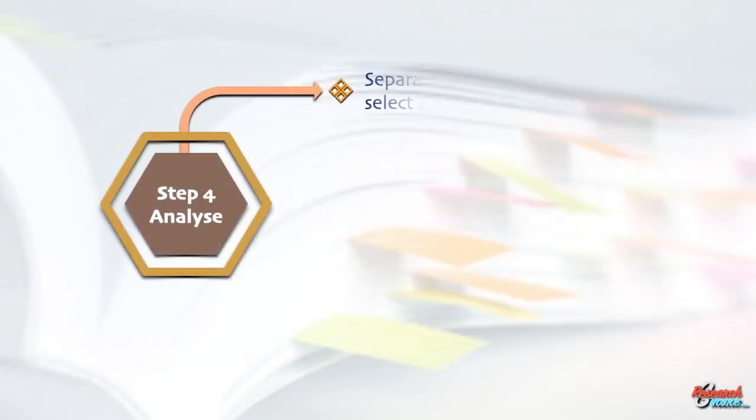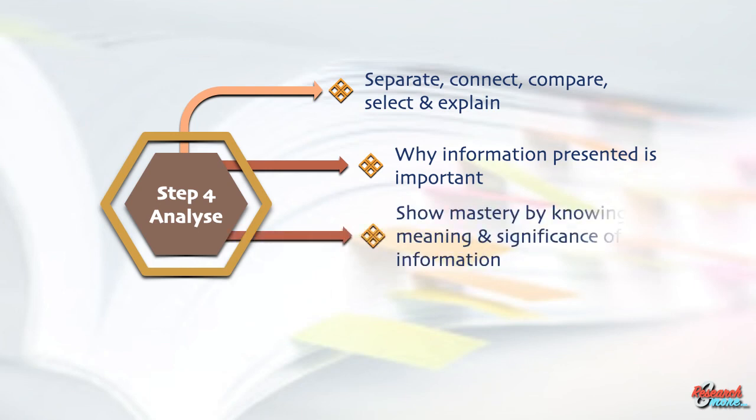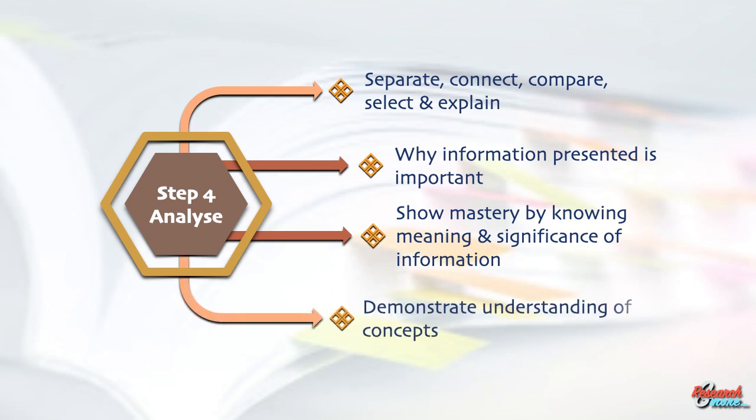We demonstrate analysis by activities such as separating, connecting, comparing, selecting, and explaining. In essence, analysis involves identifying why the information being presented is of importance. We show mastery of our ability to analyze by knowing the meaning and significance of the information. Ability to analyze also shows our understanding of the concepts.